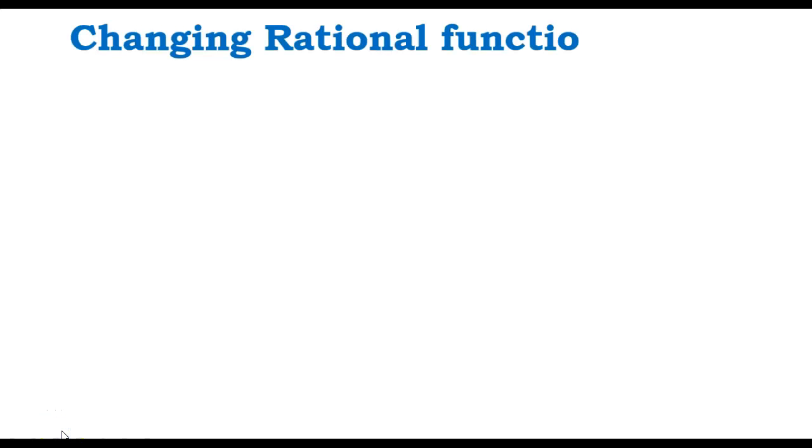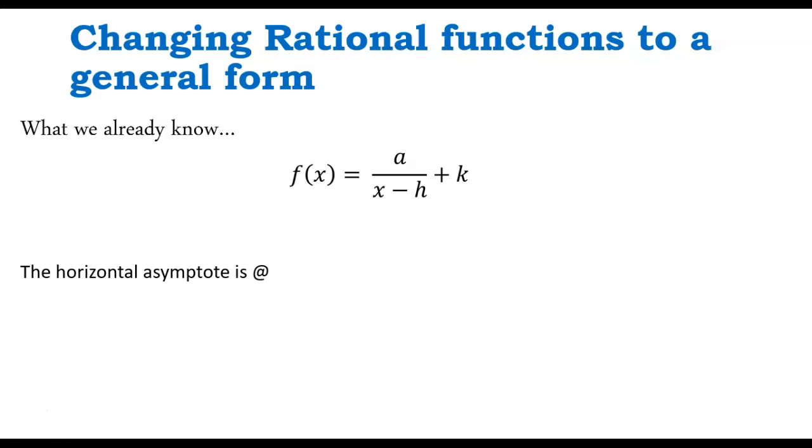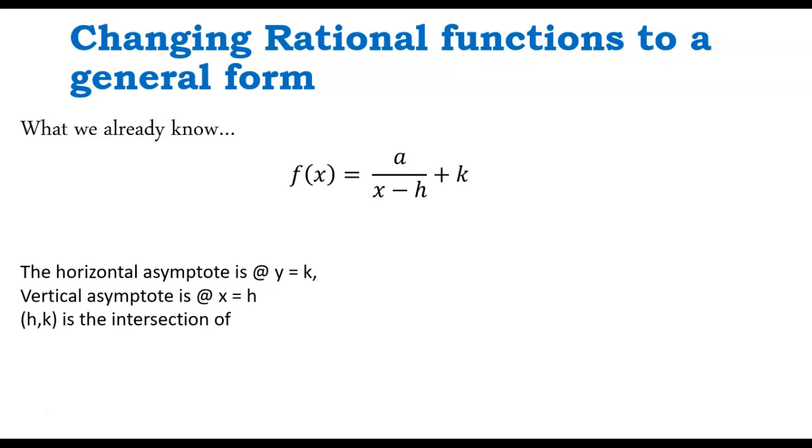In this video, we will discuss how to change rational functions in a general form. Let's begin with what we already know. We know that the general form is f of x equals a over x minus h plus k, where the horizontal asymptote is at y equals k, the vertical asymptote is at x equals h, and (h, k) is the intersection of the asymptotes.